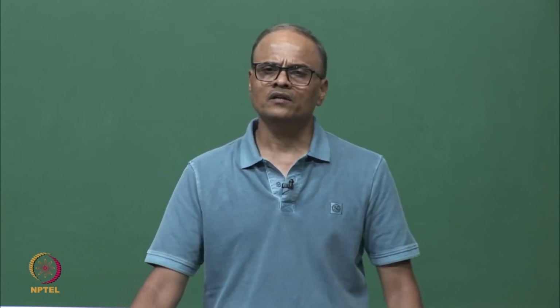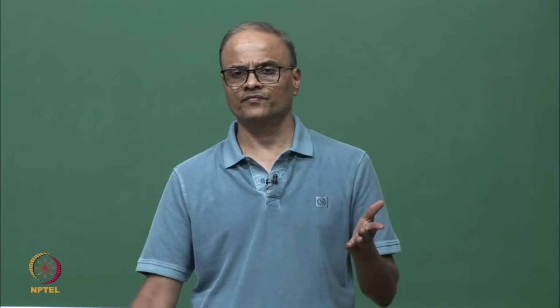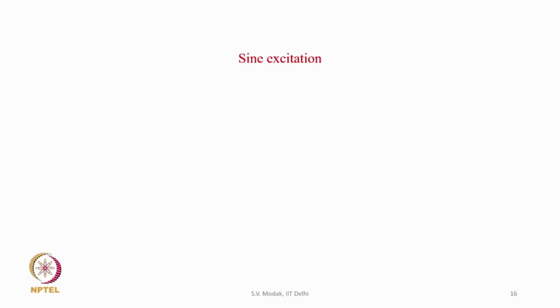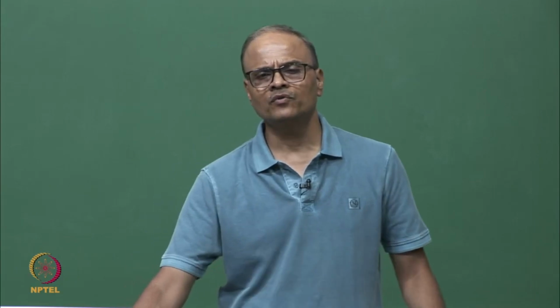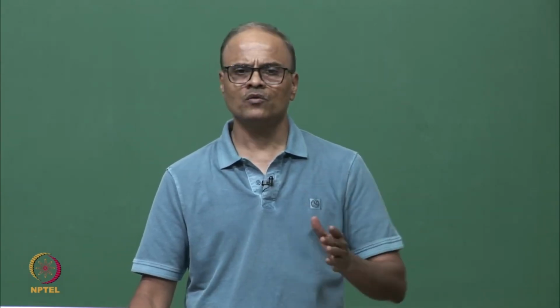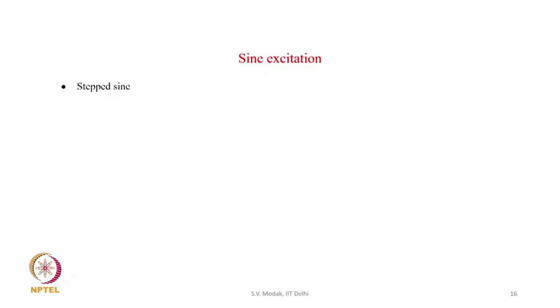Now, we look at another kind of excitation signal which is based on the use of a sinusoidal force, called sine excitation. Sine excitation uses an excitation force at a certain frequency, okay. So, we are going to now look at two kinds of sine excitation. One is what is called step sine, and the other is what is called sine sweep or sine chirp. Let us look at these two. So, let us look at what is step sine.